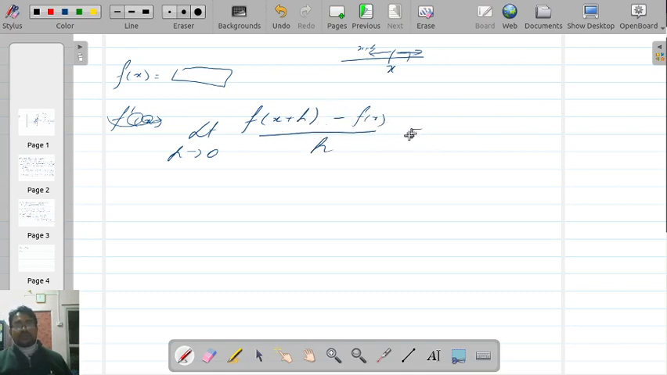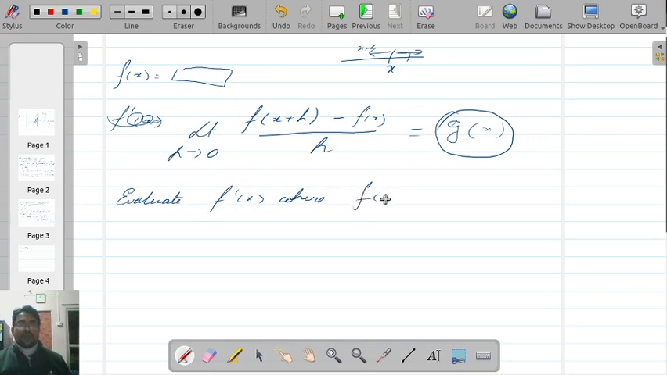If this limit evaluates as a finite quantity, which will be some function of x, then we say that this function is differentiable, and this expression g(x) is denoted as f dash of x. Say, something like evaluate f dash x, where f(x) is given by, say, x squared, x belongs to R. So the domain of this function is R. I want to evaluate f dash x.